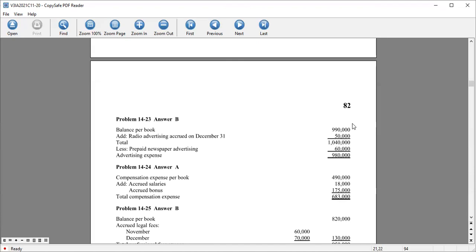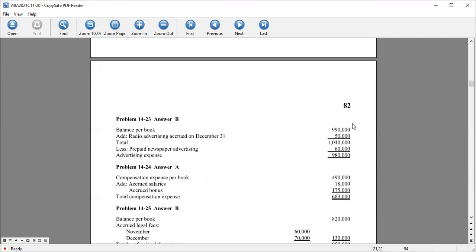Then we move on to 14-23. Now what's the answer to 14-23? Here, the problem is asking for what amount should be reported as advertising expense for the year ended December 31, 2021. We have the balance per book of 990,000. Now that's your balance in the advertising expense account before any year-end adjustments.